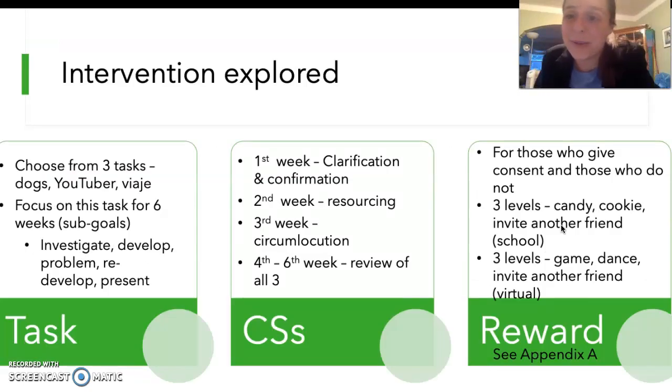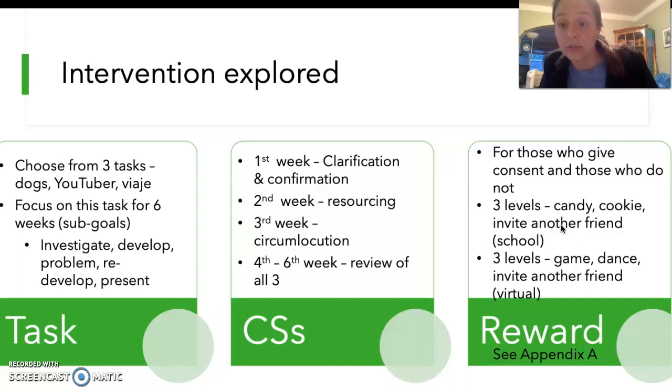Here's the intervention explored. So, like I said, we'll be doing a task during this time, and students will be given a choice and be given autonomy to choose from 3 tasks. So they can choose a task about dogs, that I'll show you in a second, a task about helping out a favorite YouTuber, and a task about taking a trip somewhere with their family. During these 6 weeks, the first part is going to be to investigate this task, to develop the task, and I'll throw a problem at them, and then they'll have to redevelop their task, and then they will present in the way that they choose.